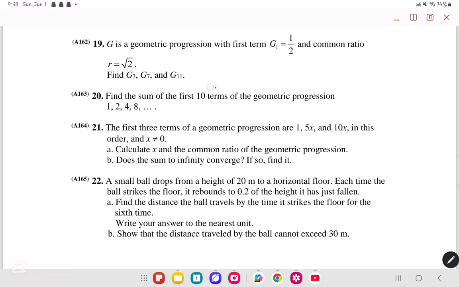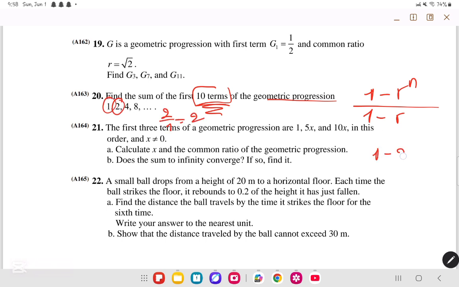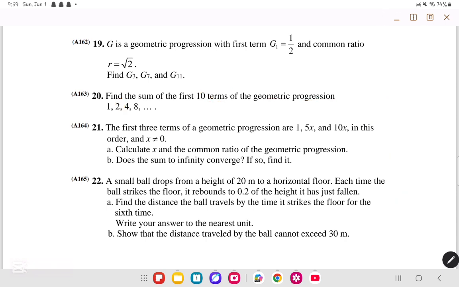Find the sum of the first 10 terms of the geometric progression. How to find the sum of specific number of terms? It is 1 minus the ratio to the power of n, the number of terms, over 1 minus the ratio. So how do we find the ratio? You're going to do G2 over G1, so 2 over 1 will give us 2. That means it's 1 minus 2 to the power of 10 over 1 minus 2. So put it on your calculator. So it's supposed to give us an answer of 1023.